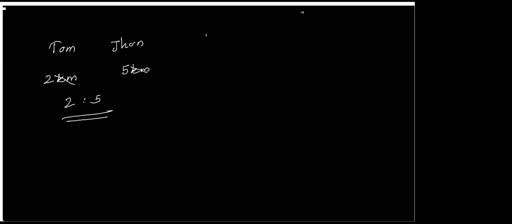Find the ratio of Tom's time to John's time. That is the third one. Tom, 40 minutes. John took 15 minutes. How many fives here? 8. 8 to 3.